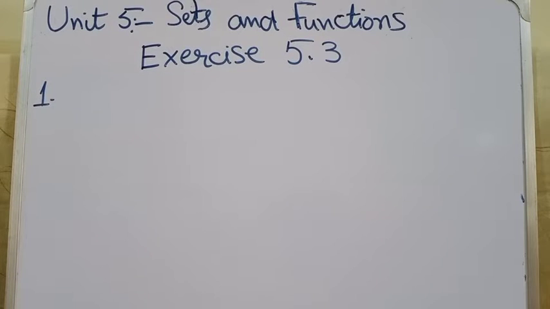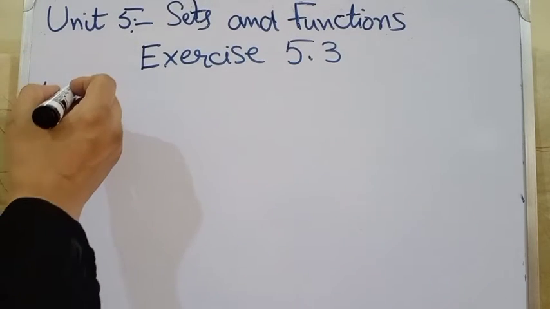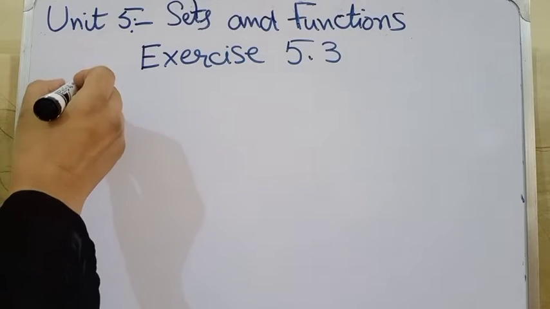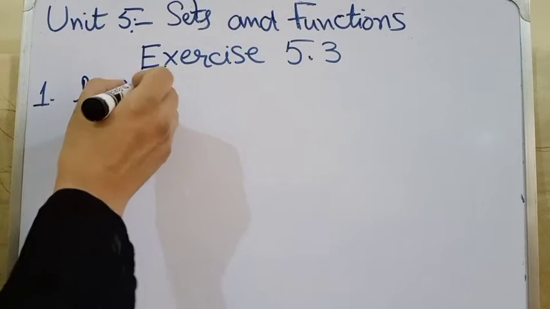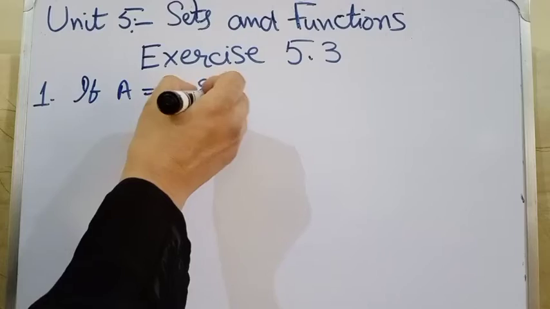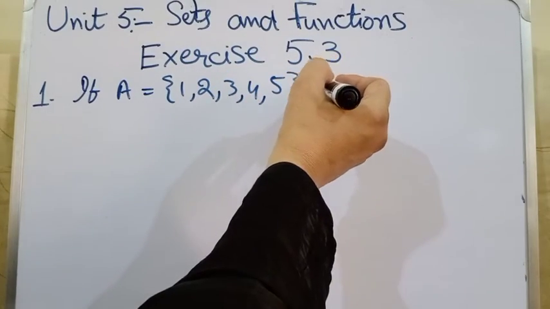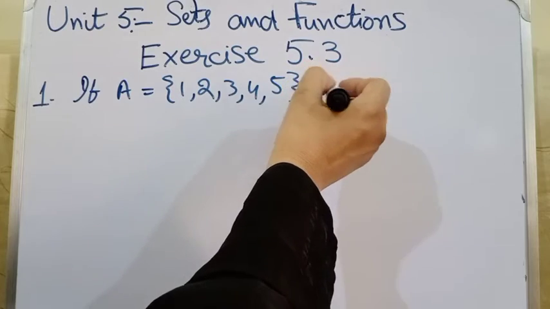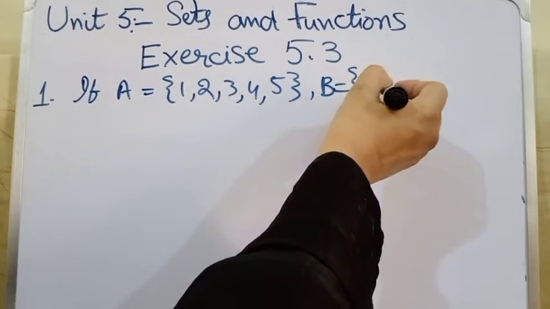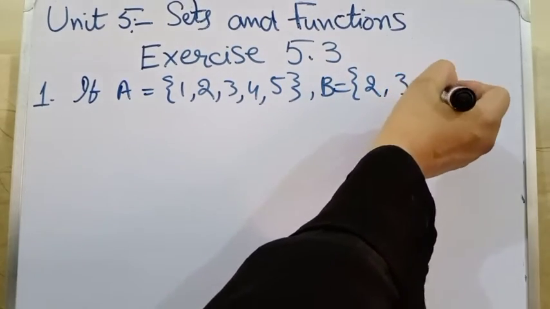Mathematics for class 10, unit number 5, sets and functions, exercise 5.3. First question. Here we have two sets. If set A has elements 1, 2, 3, 4 and 5, and set B has elements 2, 3, 6 and 7.